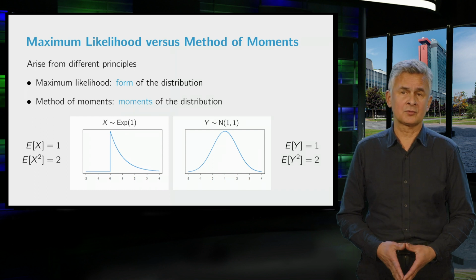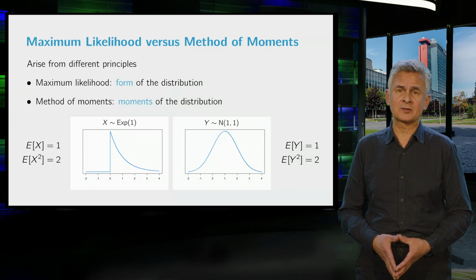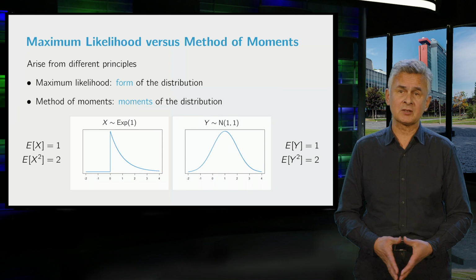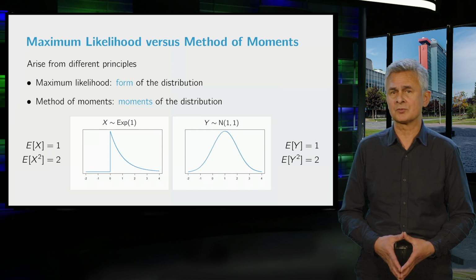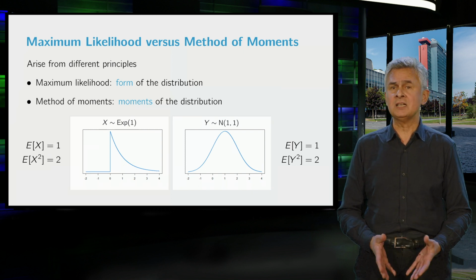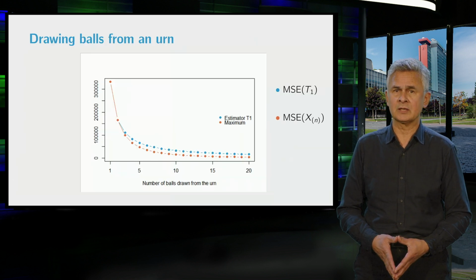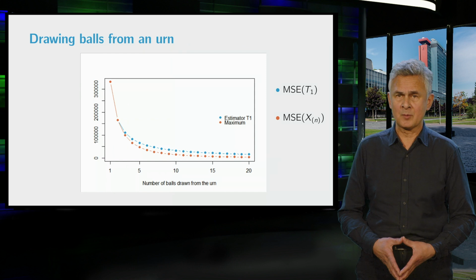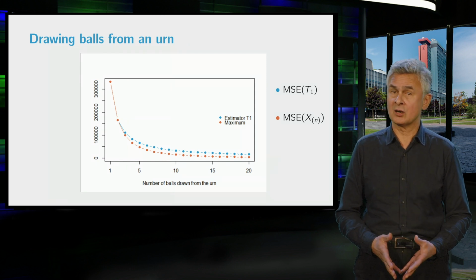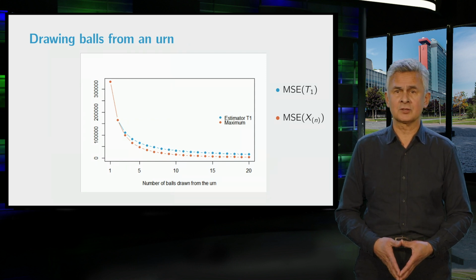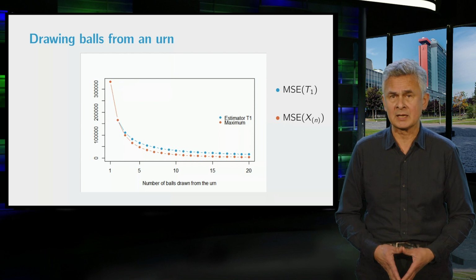In view of this, it can be expected that the method of maximum likelihood produces better estimators than the method of moments. And this was indeed illustrated in the serial number example in the third video of this week. The method of moments estimator T1 has a larger mean squared error than the largest order statistic, which is the maximum likelihood estimator.